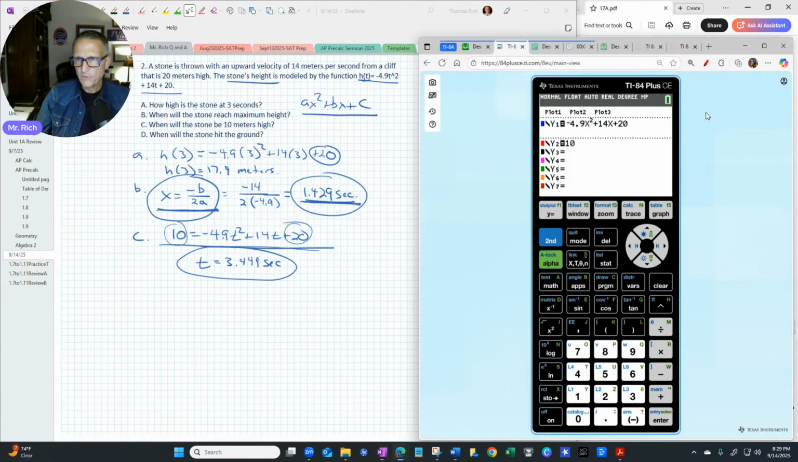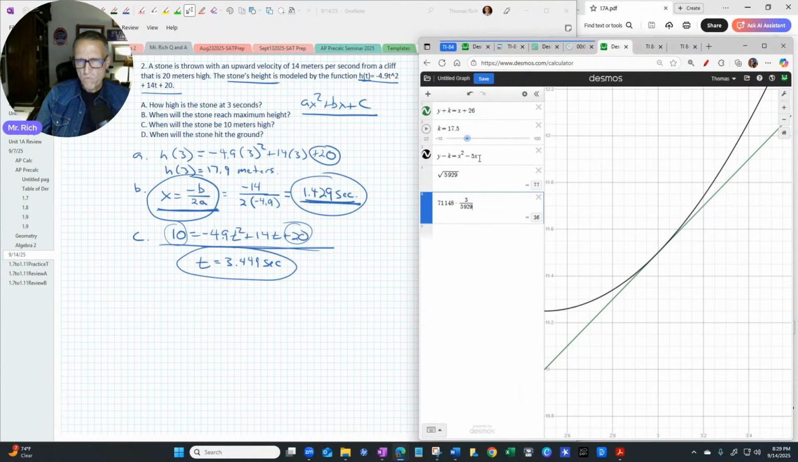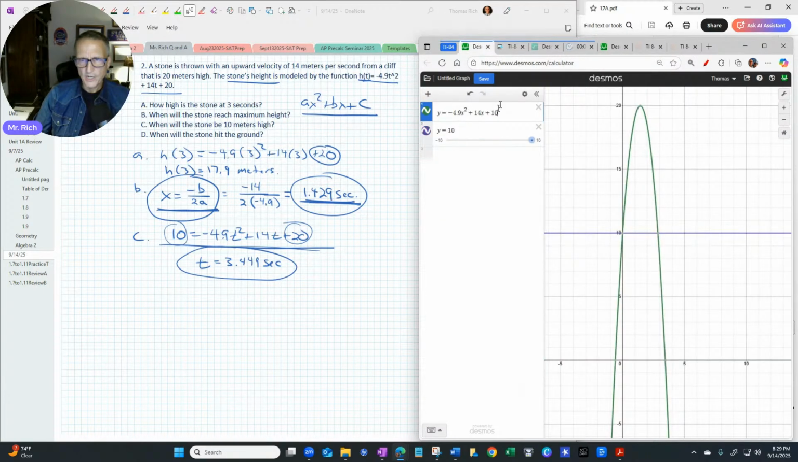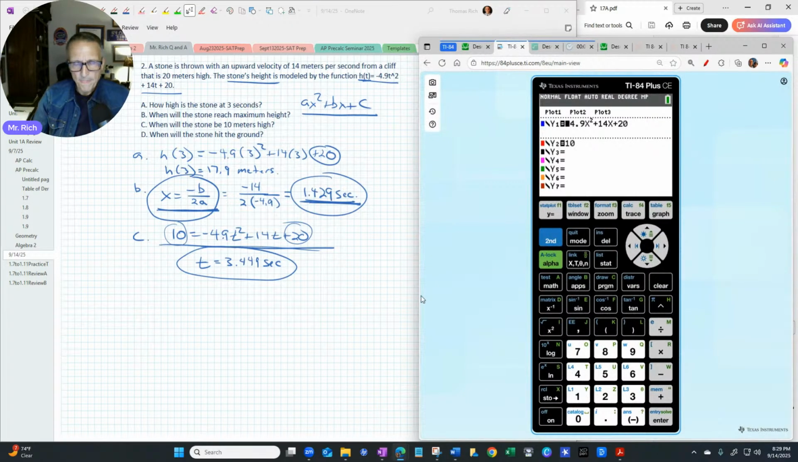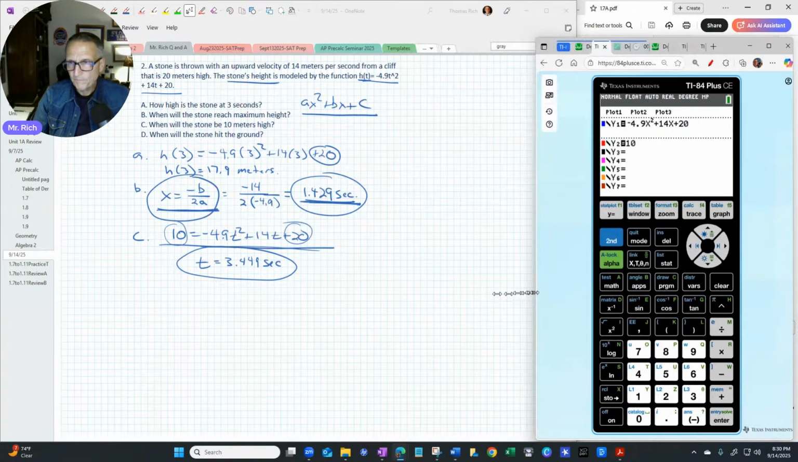So I'll go back to Desmos. Let's change this to the right number, plus 20. That was the original function. And now you'll see 3.449. It shows me that intersection. So it's the same process as on the TI-84, in terms of graphing the left and the right-hand side of the equation and looking for the intersection point, but it's much faster to do it in Desmos. But that won't help you on your tests in class because you'll be stuck with the TI-84.